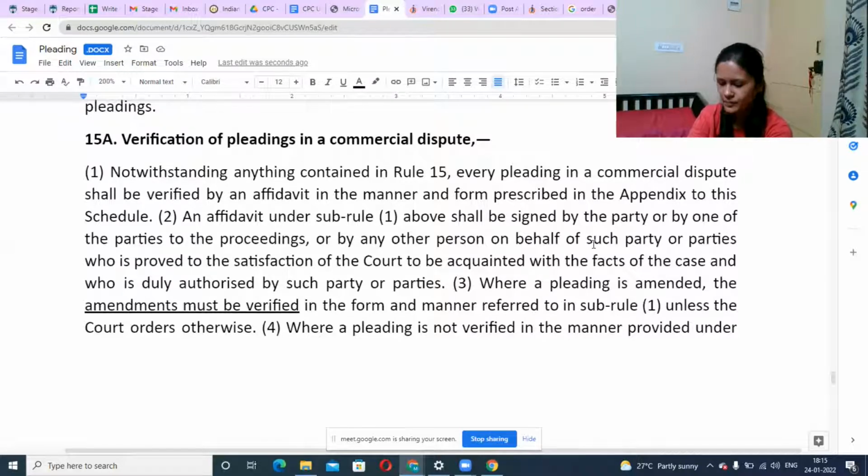Yeah, commercial disputes only, but for commercial disputes, usually high courts would provide some rules and regulations, or for commercial disputes there may be a separate court, like a commercial court might be set up. What is the difference between civil and commercial disputes? Commercial is basically related to some business transaction or commerce.